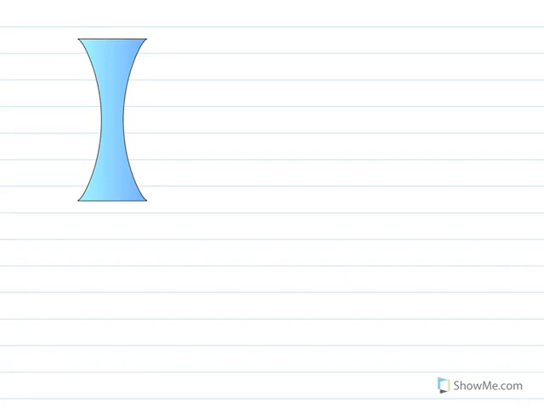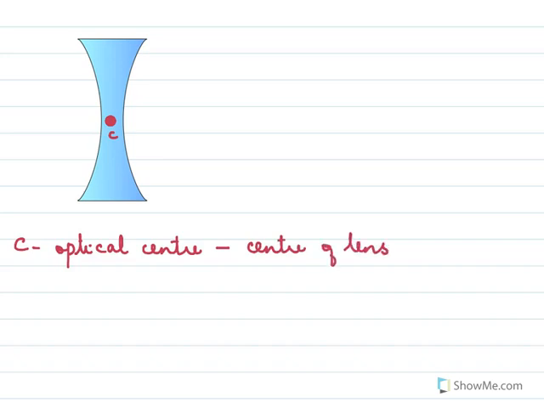Now we'll learn about the concave lens. So here we have the concave lens, which will also have its optical center, the center of the lens. So this is the optical center. We mark it at C. So C is the optical center. And just like the convex lens, the optical center is the center of the lens. Then we have the principal axis. Just like the convex, the principal axis is a line passing through the optical center and perpendicular to the surfaces of the lens.